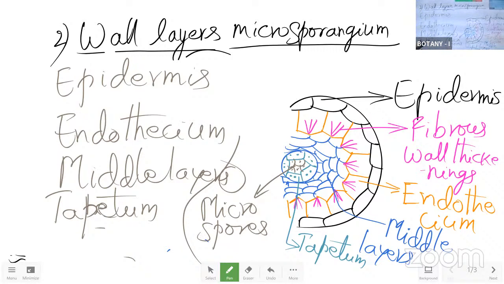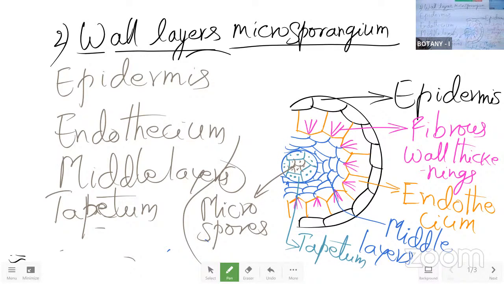So what is the tapetum? Tapetum is the last wall layer that is present in a single row of cells, and this is made up of simple parenchymatous rectangular shaped cells placed without intercellular spaces. And all the tapetal cells are binucleated, and the main function is to protect the microspores as well as to give the nutrients for the further development of the microspores in the microsporangium. Till here we have to write.